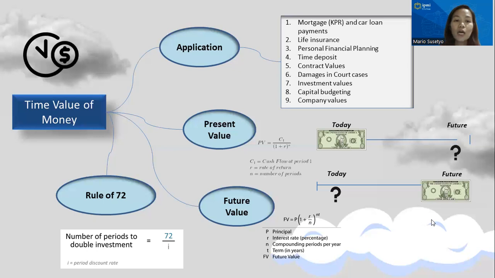We also learn about rule of 72. Rule of 72 is calculating how much time we need to double our money with a given discount rate.